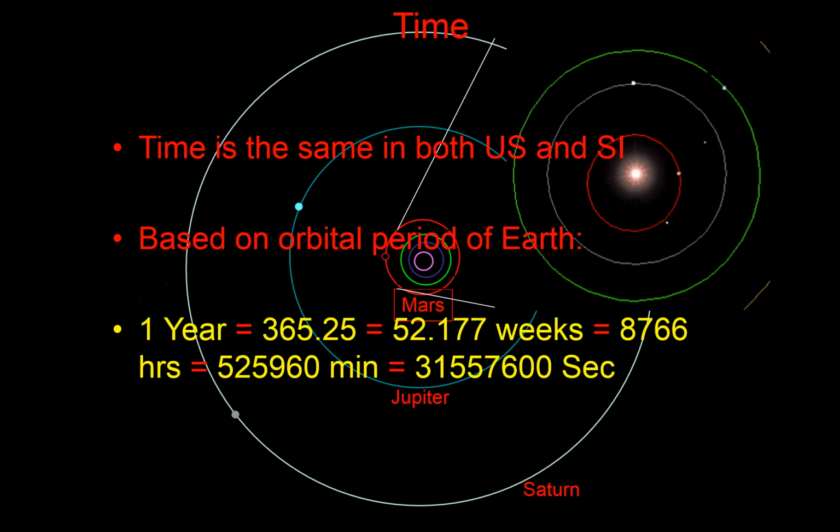Mentioning seconds, we wanted to discuss time. Time is the same in nearly every system of unit measurement, and it's based on the orbital period of the Earth. The Earth goes around the Sun once a year, and it rotates on its axis once a day. So 1 year is 365.25 days, which is 52.177 weeks, or 8,766 hours, or 525,960 minutes, or this many seconds. Got a bit lazy there.